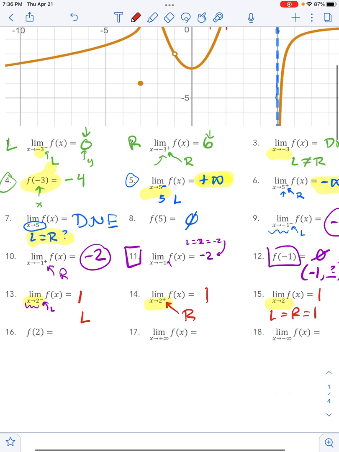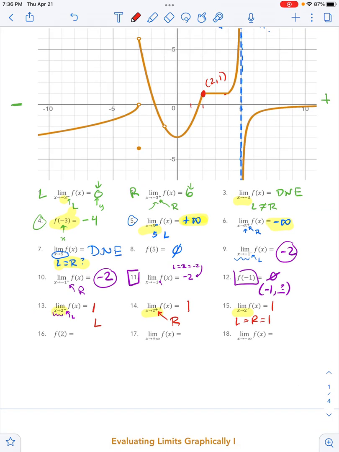Okay, so last row to kind of go through, f of 2 is asking me for the value. Well, then that's going to be 1, because that's the y value. It's saying when x is 2, what is the y?